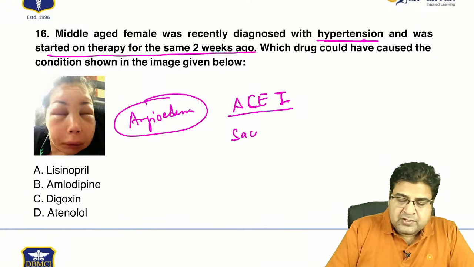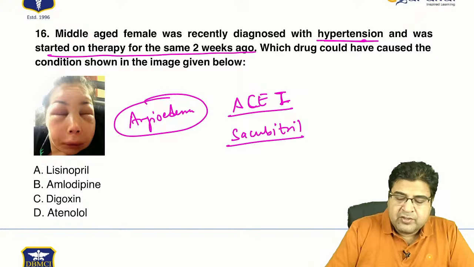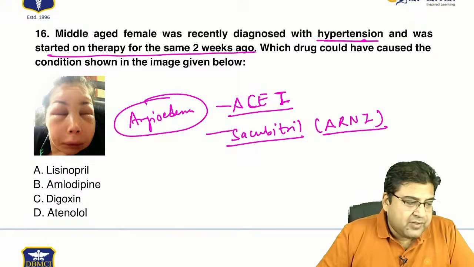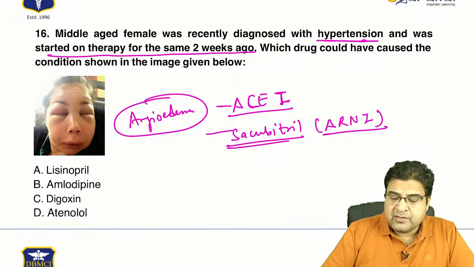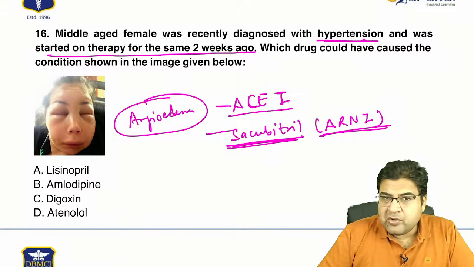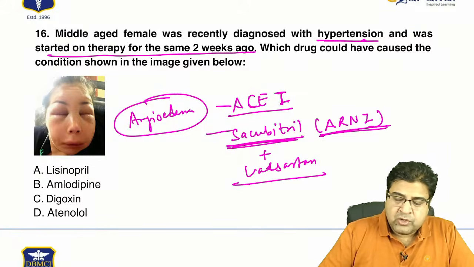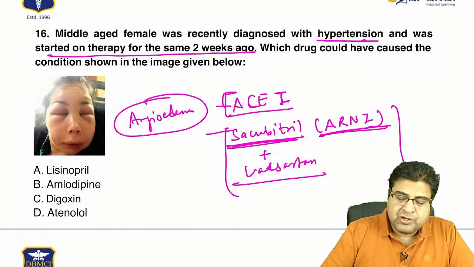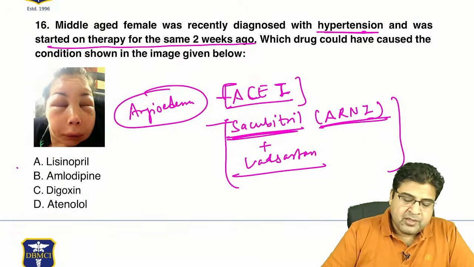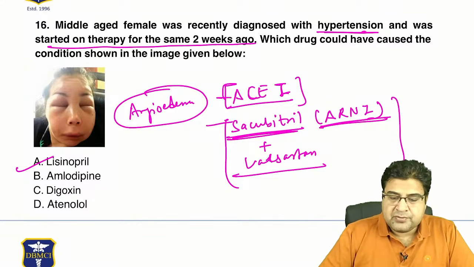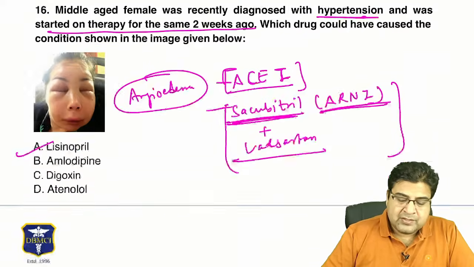Now this is also a side effect of the medicine sacubitril, which is a part of a medicine we call ARNI. Sacubitril is a part of the drug ARNI. In ARNI, we have a second medicine that is valsartan. So the sacubitril plus valsartan combination can cause angioedema. ACE inhibitor can cause angioedema. So here the answer is A. She has taken lisinopril as a drug that has caused angioedema as a side effect. So question 16, answer is lisinopril.